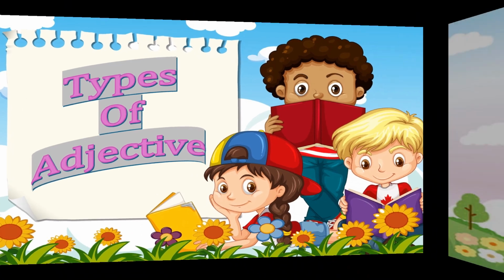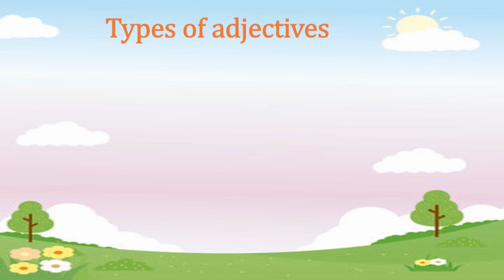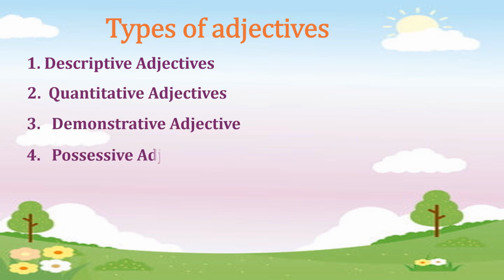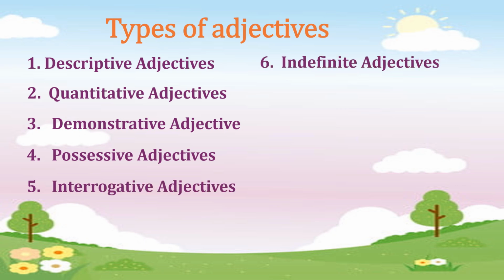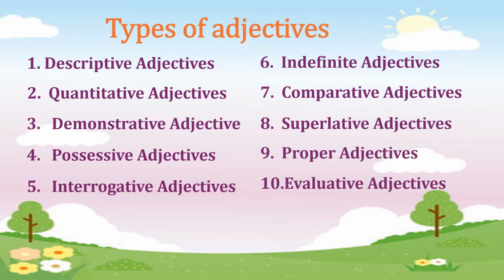In today's lesson, we are going to discuss 10 different types of adjectives: descriptive adjective, quantitative adjective, demonstrative adjective, possessive adjective, interrogative adjective, indefinite adjective, comparative adjective, superlative adjective, proper adjective, and the last is evaluative adjective.